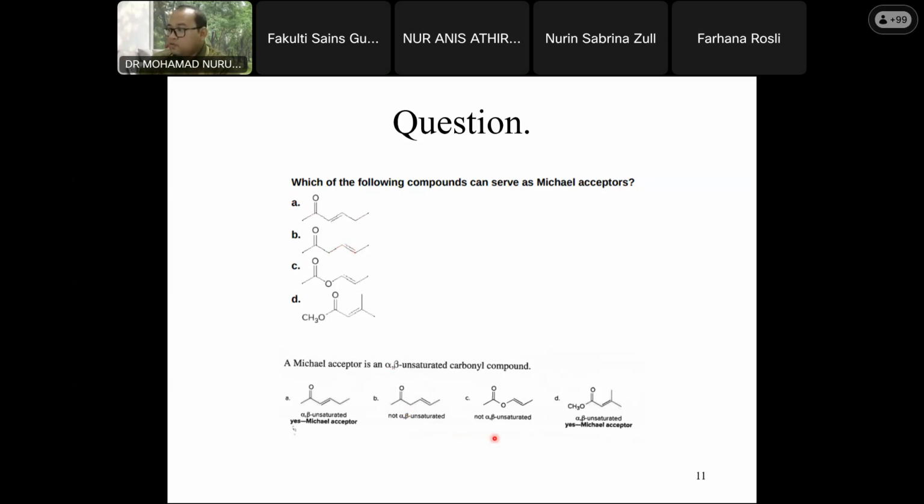Meanwhile, C is also not alpha, beta unsaturated, because it should have the alpha position, which is this one, and also the beta position. And lastly, this one is alpha, beta unsaturated, which makes this one a Michael acceptor. So in these reactions, if we talk about Michael reactions, they should have enolates and also alpha, beta unsaturated carbonyl groups. This is the keyword for Michael reactions.